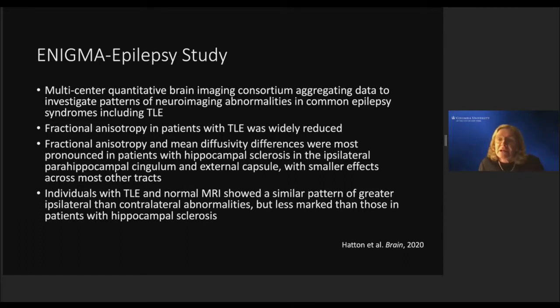Very interestingly, individuals with temporal lobe epilepsy and normal MRI showed a similar pattern of greater ipsilateral and contralateral abnormalities, but less marked than in individuals with hippocampal sclerosis. So this multi-center consortium study suggests that diffusion tensor imaging can be helpful in individuals with temporal lobe epilepsy.